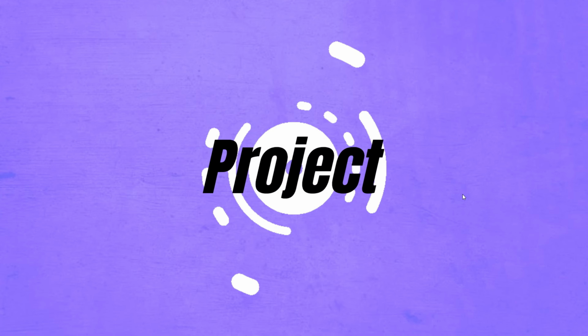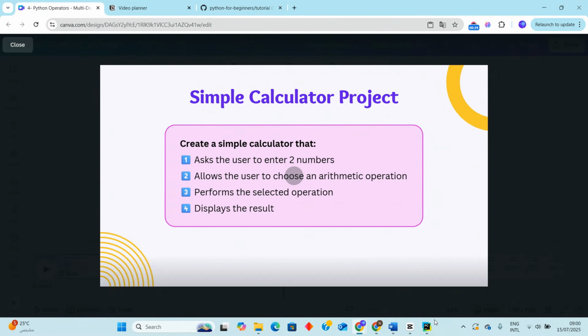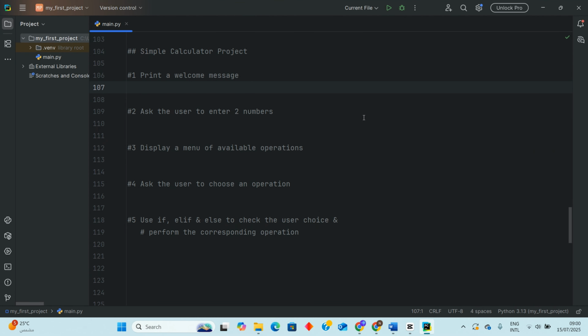Project. Create a simple calculator that asks the user to enter two numbers, allows the user to choose an arithmetic operation, performs the selected operation, and displays the result. Now open PyCharm and start by printing a welcome message to indicate the purpose of the program. Print simple calculator.